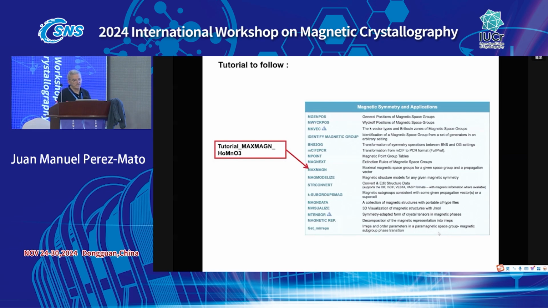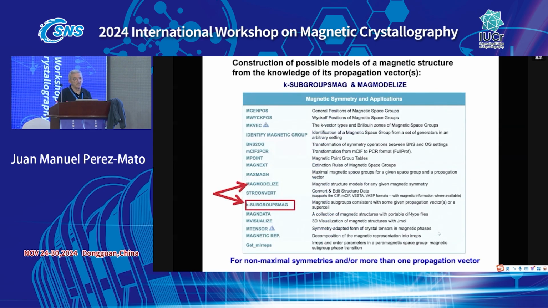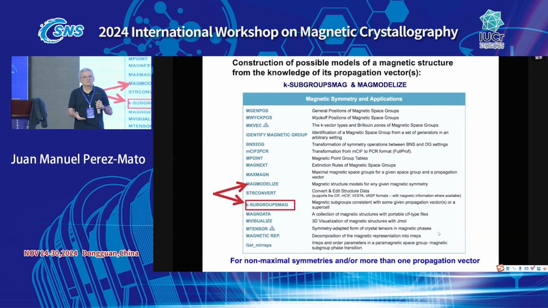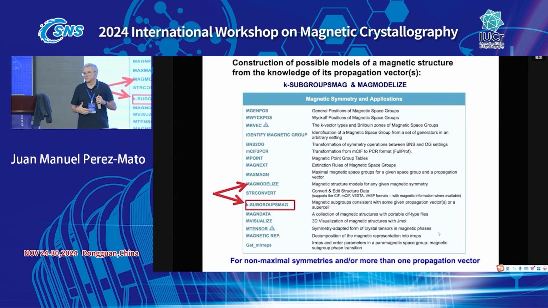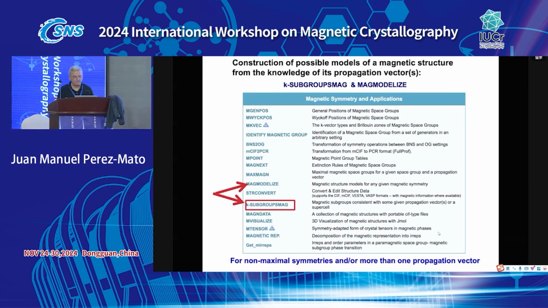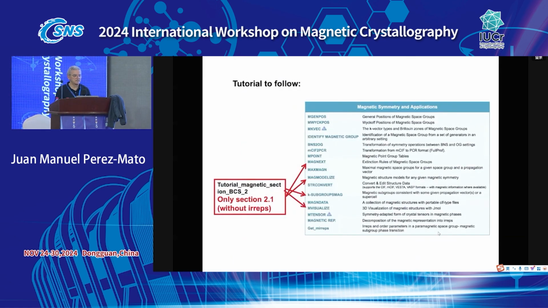You have a tutorial of Maxmagn with another compound with holmium, manganese, oxygen, and then we can go to k-subgroupsmag. K-subgroupsmag does the same thing as Maxmagn, but allowing for more than one propagation vector, which is not the case in the previous program, and allowing for symmetries which are not maximal ones, which can happen. And the tutorial where you can see how it works in much detail is in section 2.1, without irreducible representations for the moment, because this will be introduced.